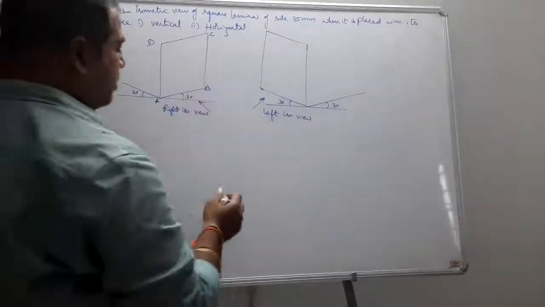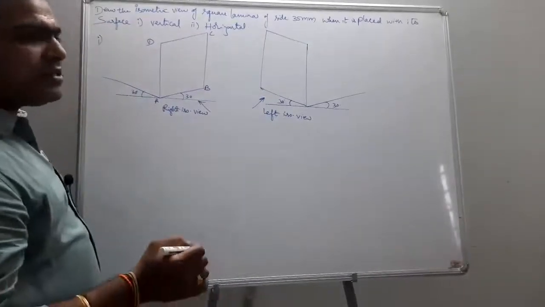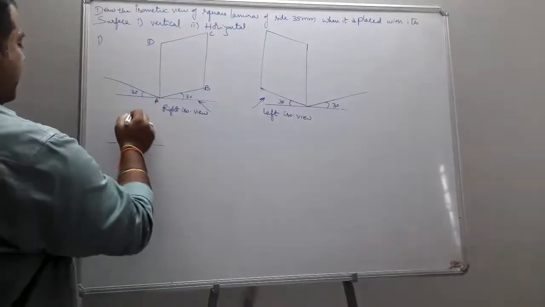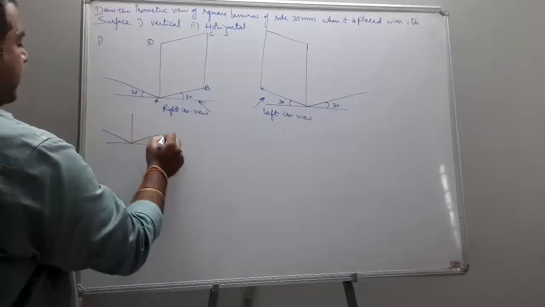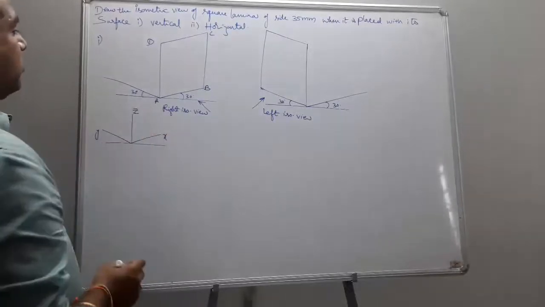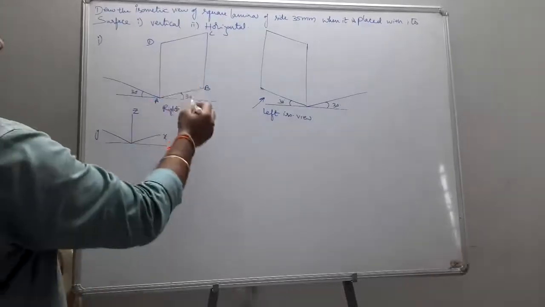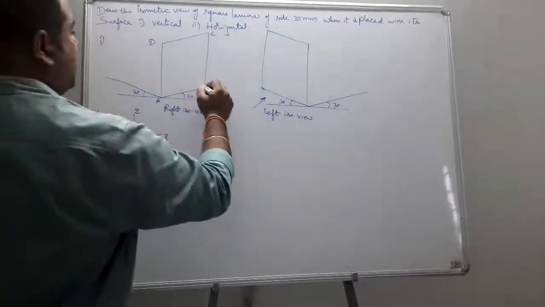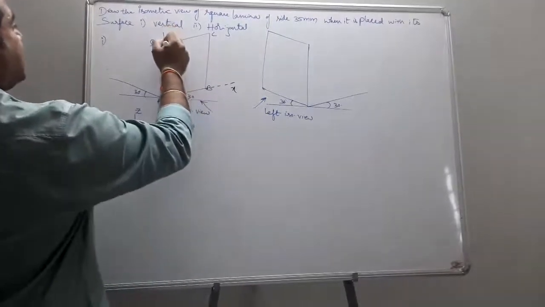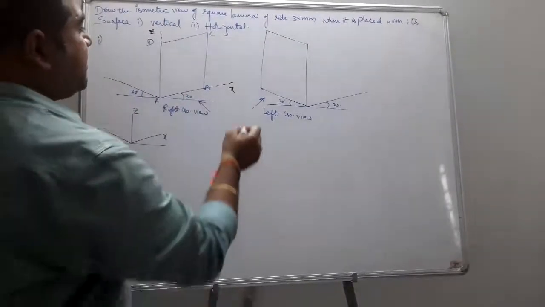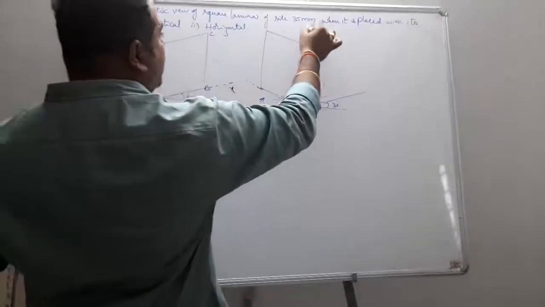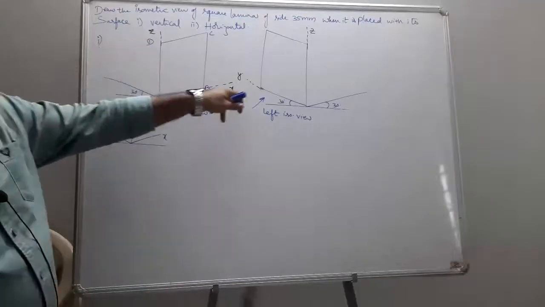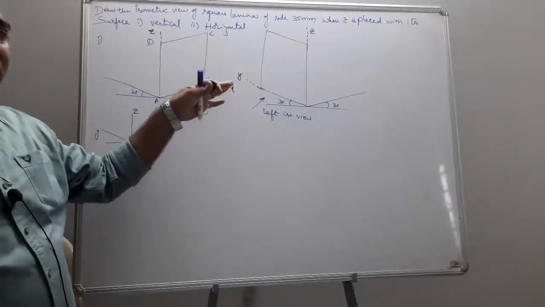Next one is horizontal. Horizontal means, which axes are going to be considered? Let us see. If your axes are x, y, z, for vertical you consider the axes of x and z. This axis is x and this axis is z when it is vertical. If you consider this one, this axis is y and this axis is z. So both xz and yz are the planes considered when your plane surface is vertical.